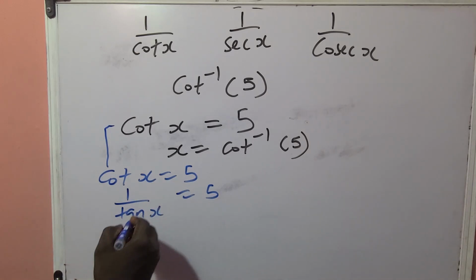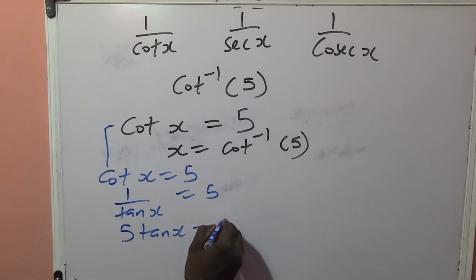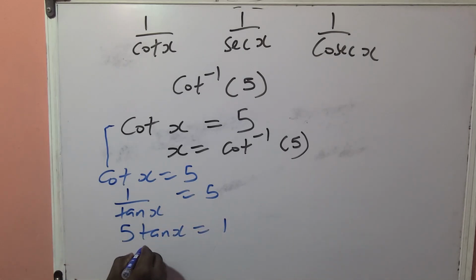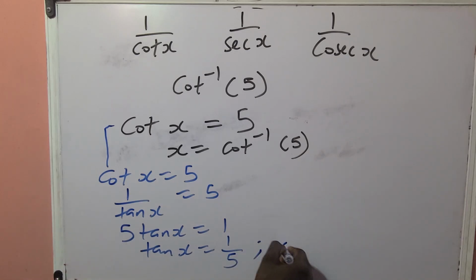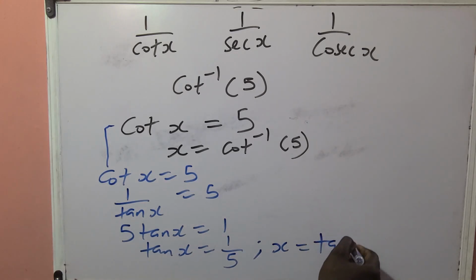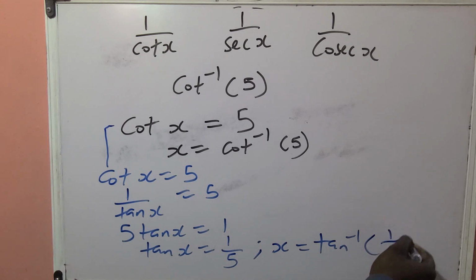If I decide to cross multiply this, I would have 5 tan x equals 1. From here, we have my tan x equal to 1 over 5. Now, looking at this, you can see that my x here is equal to the reciprocal of tan, 1 over 5.